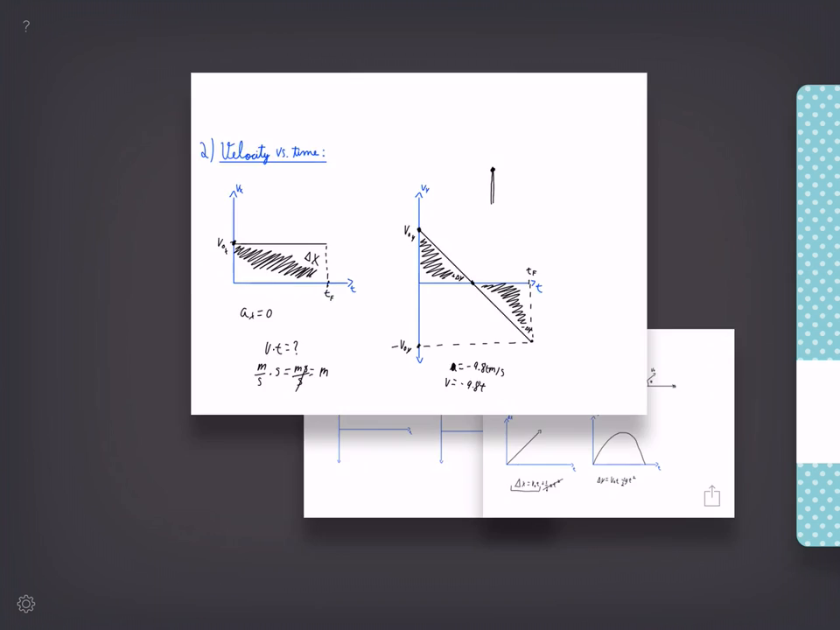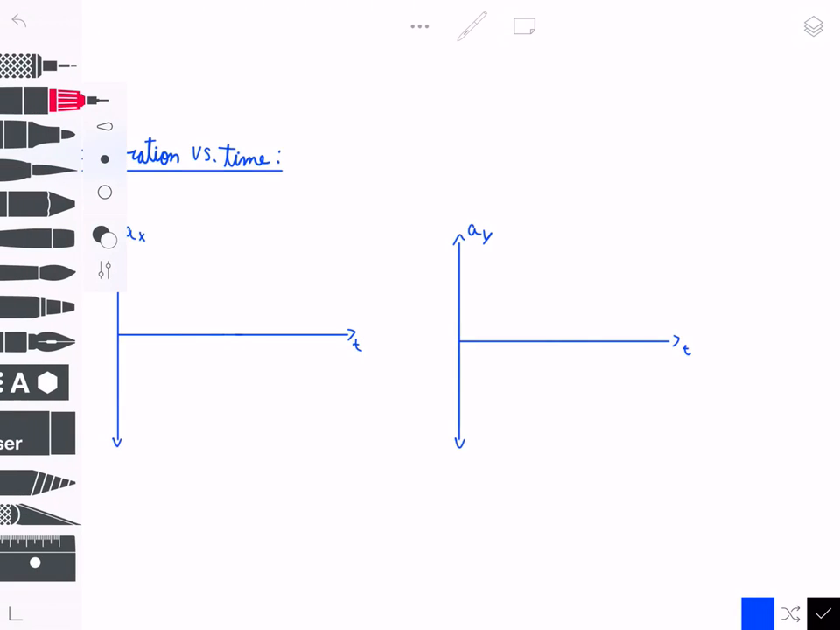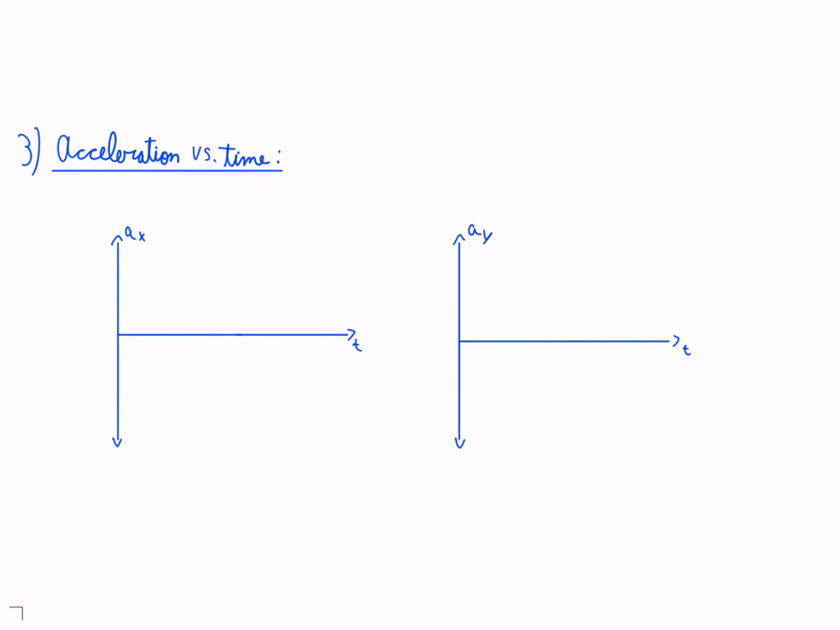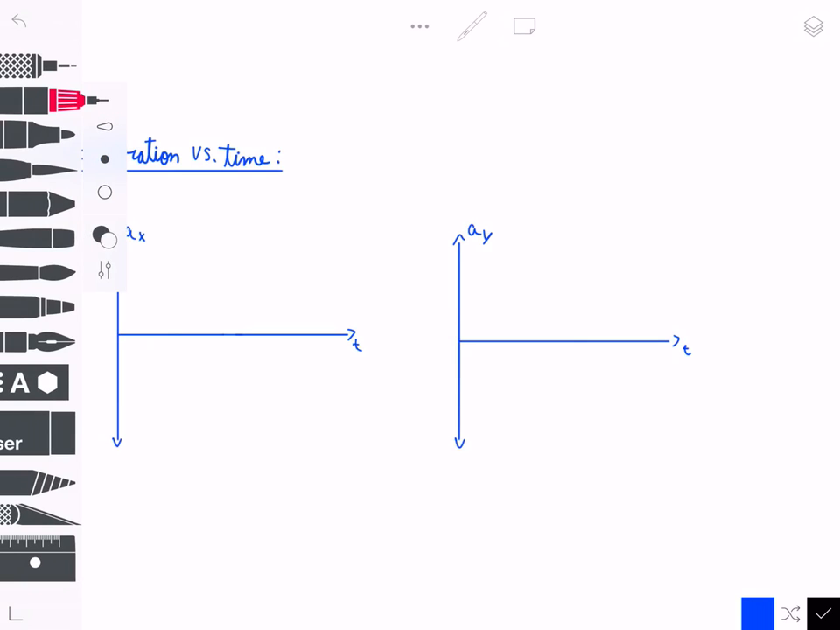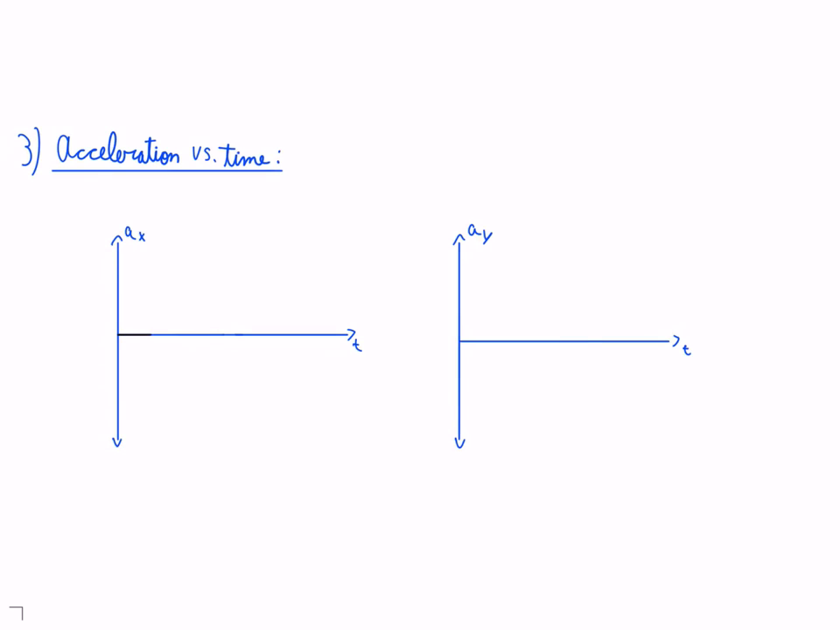So now let's head over to acceleration versus time. We know that in the x direction, acceleration is 0. So we just draw this right here until a time t final, and there's that. And then we know that for the y component, that acceleration is going to be negative 9.8, or negative g. I'll just put a negative g here.